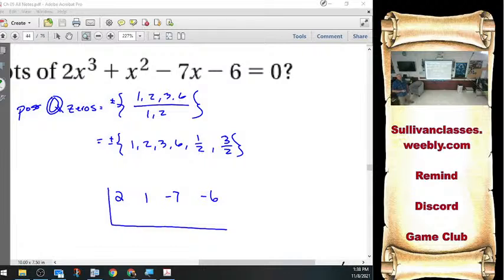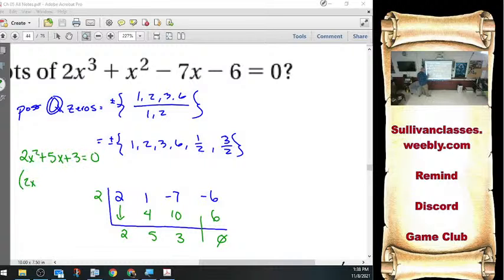What number y'all feel lucky about? 2. Okay. Yay! And then that's 2x squared plus 5x plus 3. So it's got to be, oh. Right?